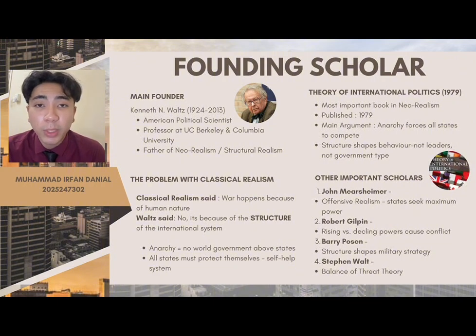And finally, Stephen Walt developed something called balance of threat theory. This is a refinement of Waltz's balance of power idea. Waltz says countries balance against the most powerful state, but Walt said countries actually balance against the most threatening state. And threat depends on more than just power. It also depends on how close the country is geographically, how aggressive it appears, and whether it seems to have hostile intentions. So this made neorealism more flexible and more realistic in explaining alliance behavior.